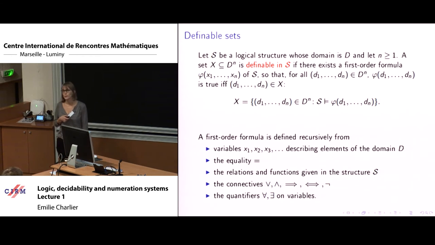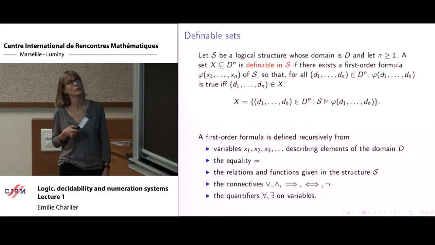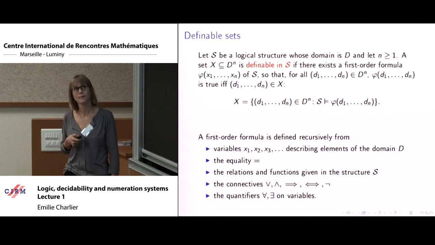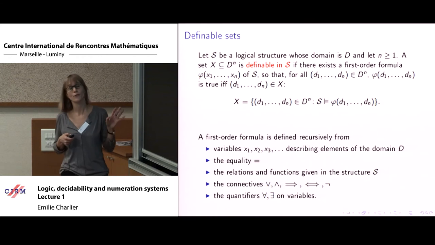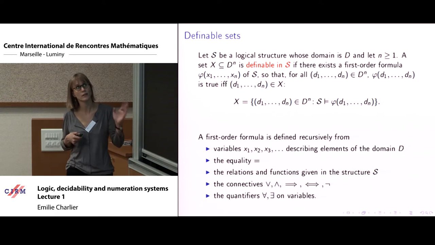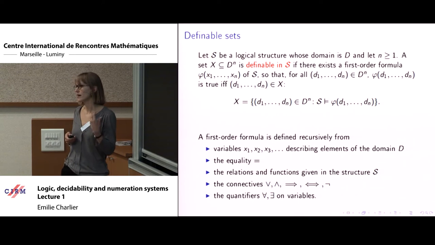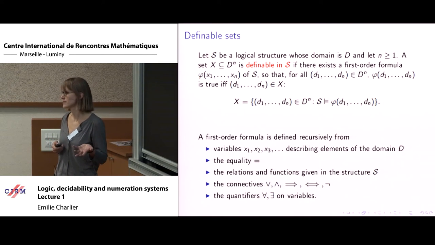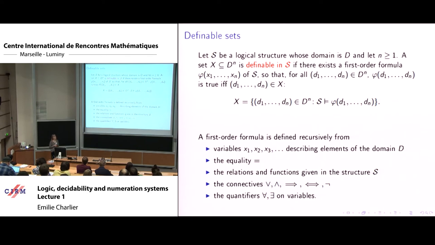And first-order formulas, I don't know if you are familiar with that, but just to recall, or to define for those who don't know, are defined recursively. So how do we do that? We start from variables. We are given countably many variables, x1, x2, etc., and they are intended to describe elements of the domain D. We always assume that equality belongs to the relations of the structure. Sometimes it's definable and sometimes it's not, but we always assume it belongs to the structure.